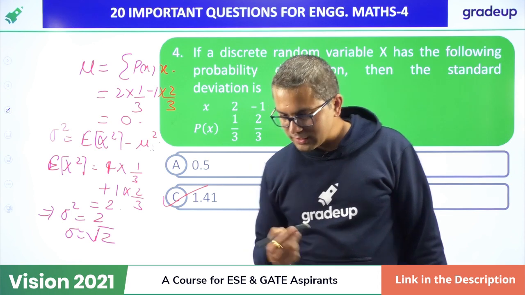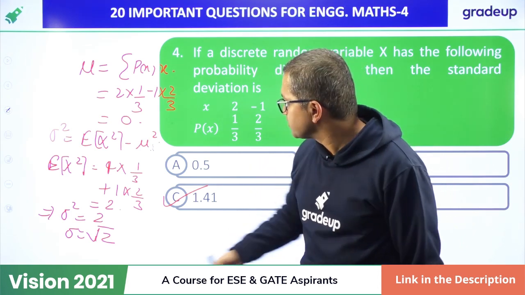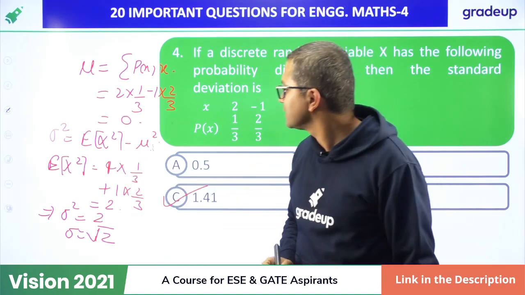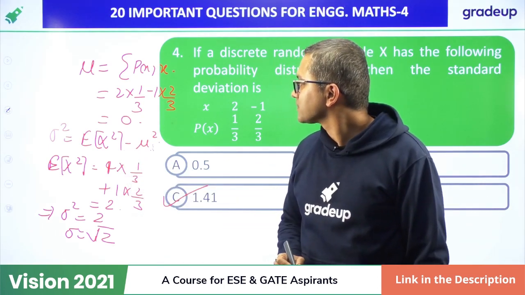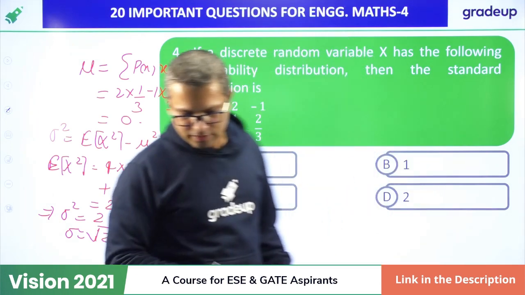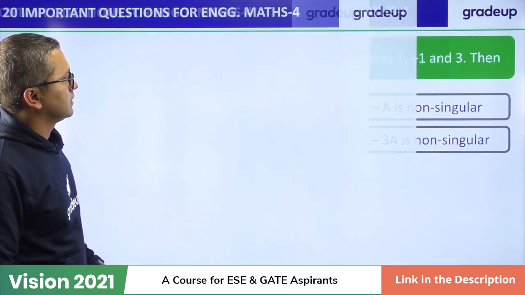And you need to calculate, obviously, E[X square] and mean. They are related like that. All right. Is that good? So C is the option. And next question.